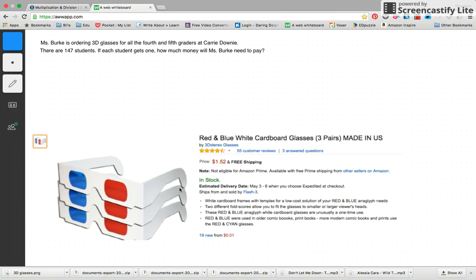Here's the 3D glasses I'll be ordering, but I notice that they come in packs of 3. So there's 3 pairs. I don't need to order 147 of this order because that would be too many. For every $1.52 that I spend, I'll get 3 pairs.